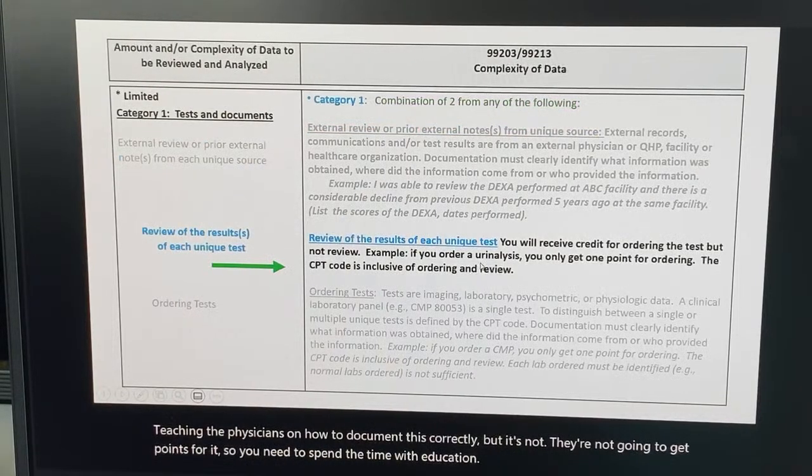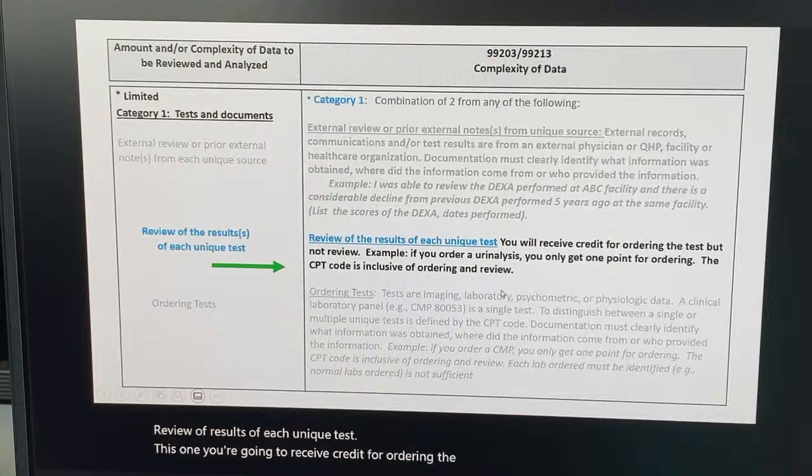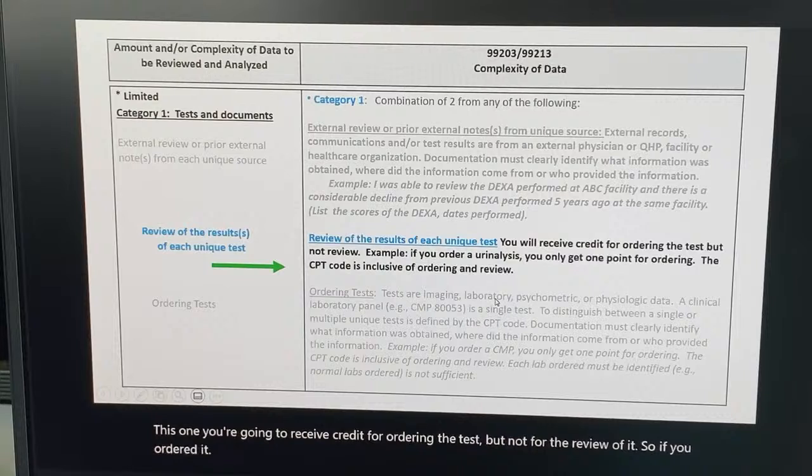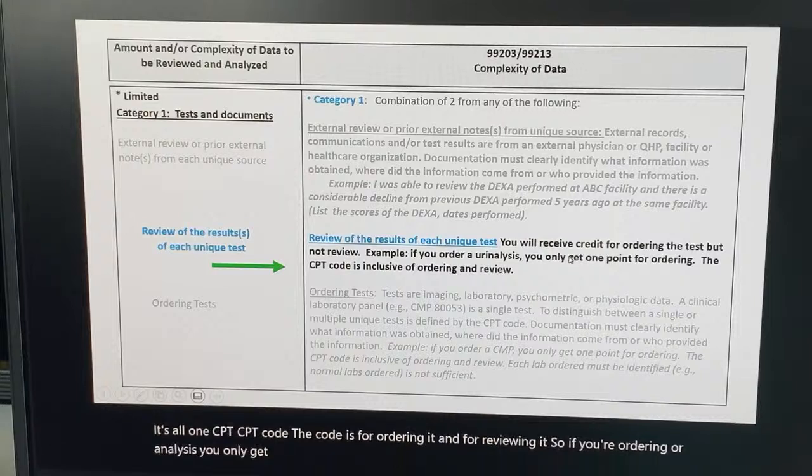Review of results of each unique test. This one you're going to receive credit for ordering the test, but not for the review of it. So if you ordered it, it's all one CPT code for ordering it and for reviewing it. So if you're ordering your analysis, you only get 1 point for that ordering. The CPT code includes the ordering and the review.